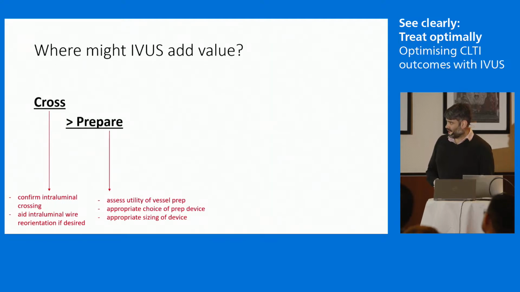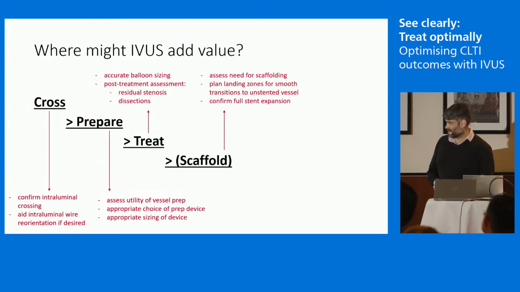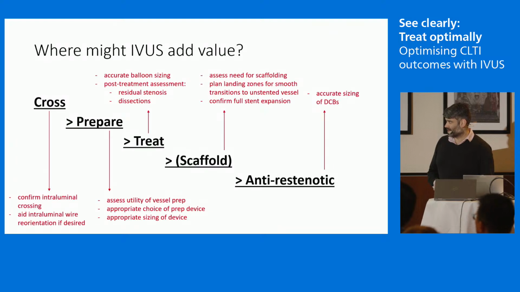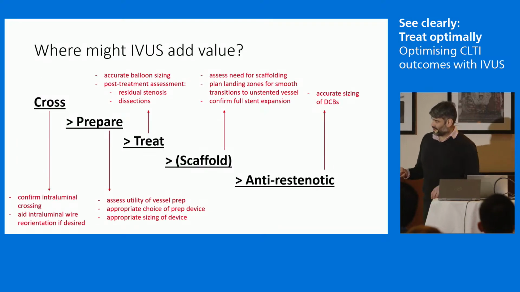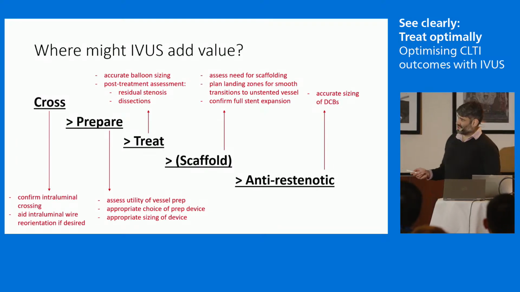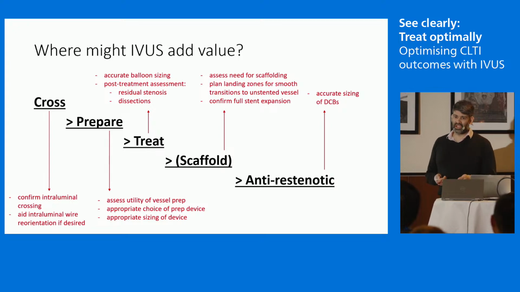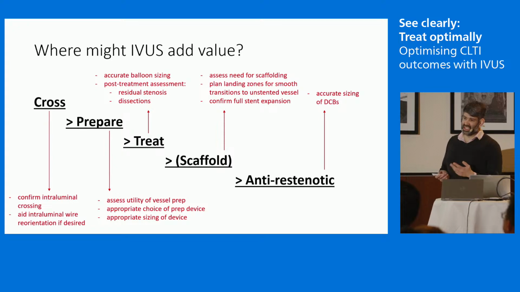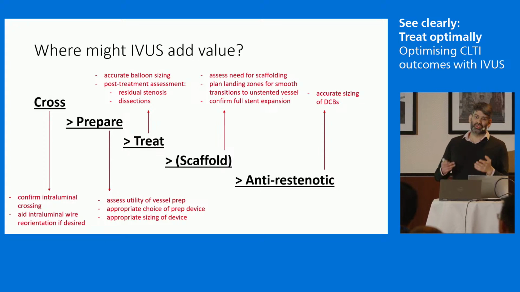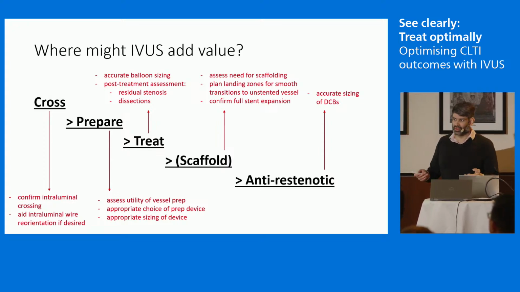I won't talk too much about this because this is what the other speakers are going to mention, but essentially, these are my five steps that I do for every patient, or think about doing for every patient that we're treating. We cross, we prepare the lesion if it's appropriate to do so, we treat with an angioplasty balloon, we may scaffold, and then we do something to stop it narrowing up again so soon. Basic schema. At each stage, there are things that IVUS can do to help you optimize each stage.